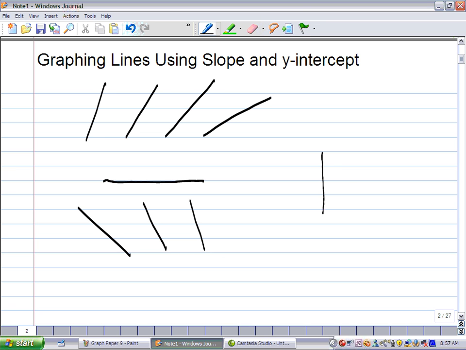This line doesn't have a slope. It's a cliff. You can't ski down that. You'll die. It's undefined. I guess some of those extreme guys might. But we have that as an undefined slope. These are positive slopes, and these are negative.